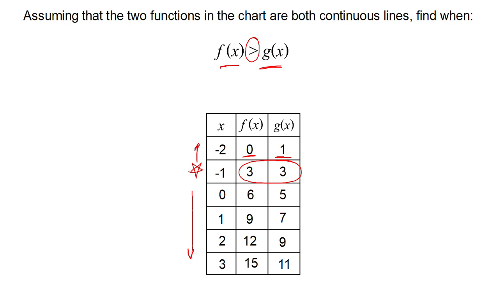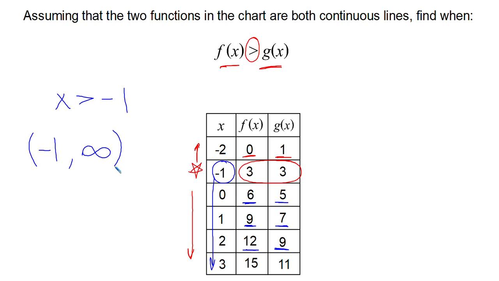But if we look in the other direction, f of x is 6 and g of x is 5. Then f of x is 9 and g of x is 7. The value of f of x is always more than the value of g of x for all the numbers after negative 1. So we will say that this is true when x is greater than negative 1. Or in interval notation, we'll start at negative 1 and go towards infinity. The negative 1 stays in a parenthesis because it's just a greater than, not a greater than or equal to sign.